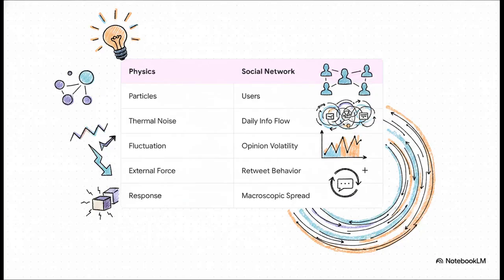The source material applies this exact physics theorem directly to social media dynamics, and the one-to-one parallel is honestly incredible. It's like a giant puzzle. The physical particles are the users. The thermal noise is the daily churning flow of information on the internet. The fluctuation maps perfectly to public opinion volatility. The external force, that tiny push, is the retweet behavior, and the system's response is the macroscopic spread. The math maps out perfectly. The internet is literally acting as a physical system here.